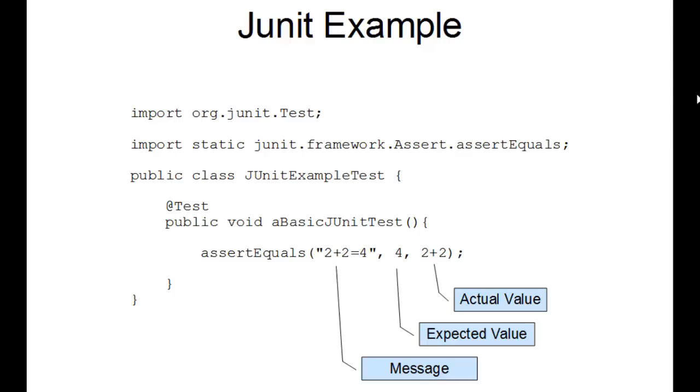So you can see that in order to use JUnit, we have to import the JUnit test annotation. You can see here that I've imported assert equals, and I've imported it statically. That means I don't have to write assert equals in my test. Now the test class itself has test in there.